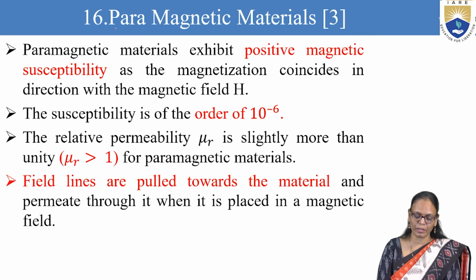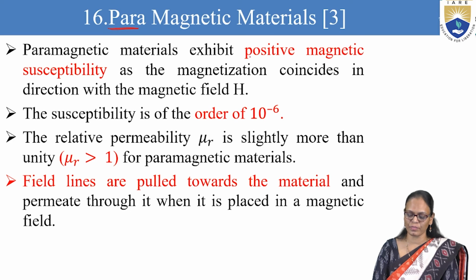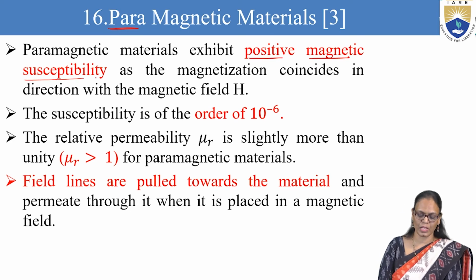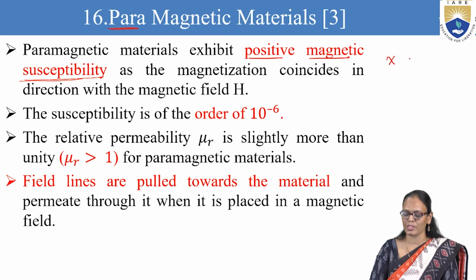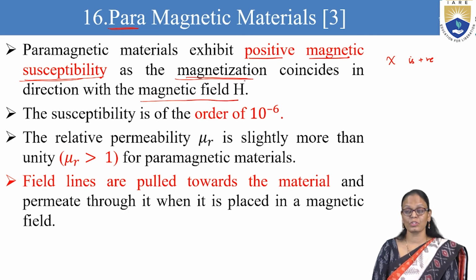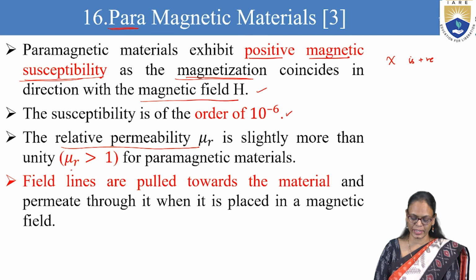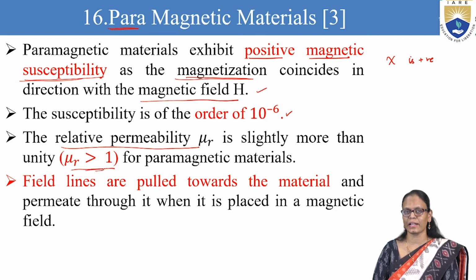Now coming to paramagnetic materials. What are paramagnetic materials? They exhibit positive magnetic susceptibility. The susceptibility chi is positive. And the magnetization coincides in the direction of the magnetic field. So the magnetization is occurring in the same direction as the applied field. And the value of susceptibility is of the order of 10 power minus 6, which is small. And the relative permeability mu r is slightly greater than 1.